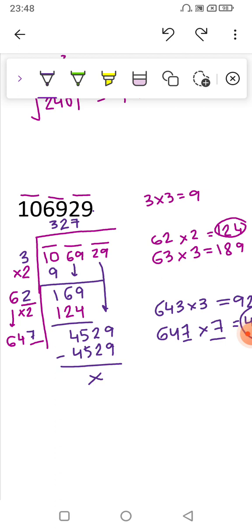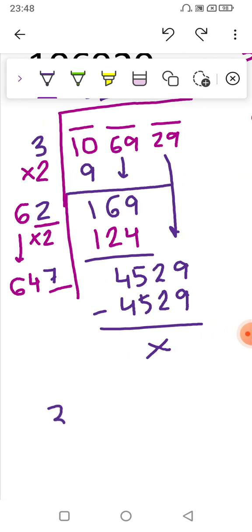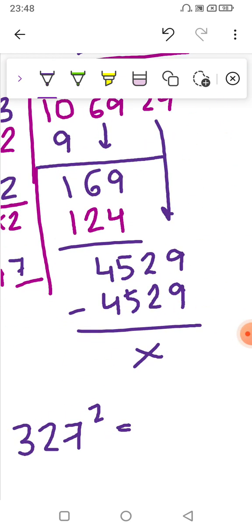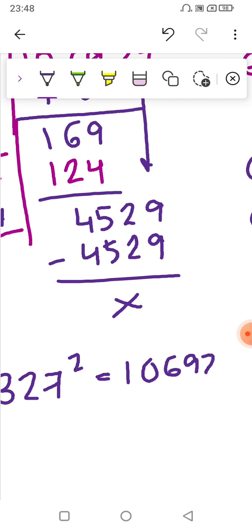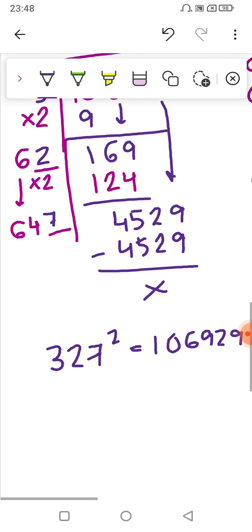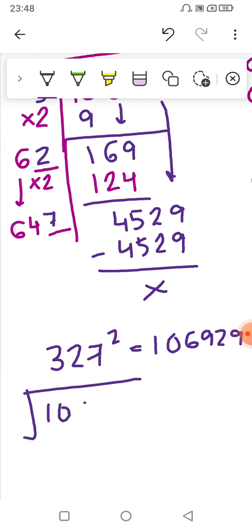So we are going to write it this way, that 327 square is equal to 106929, or in other words, we can write, the square root of 106929 will be 327.